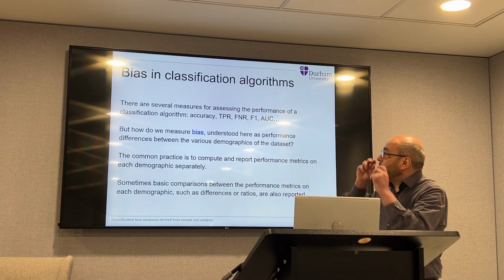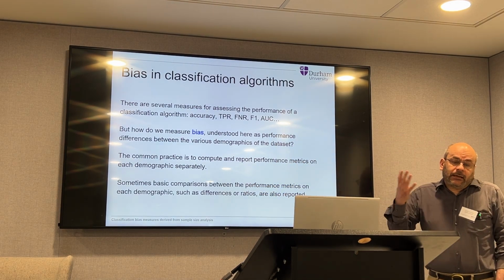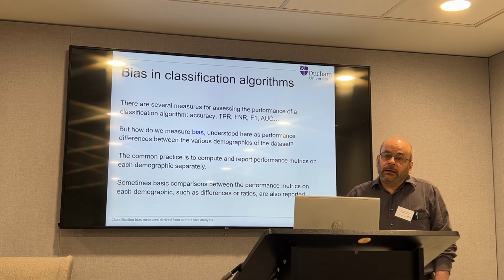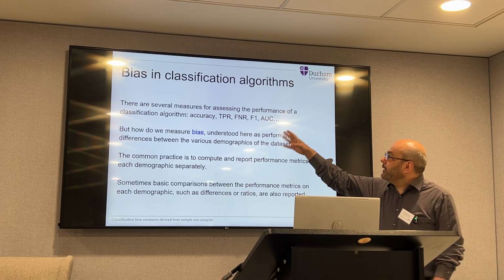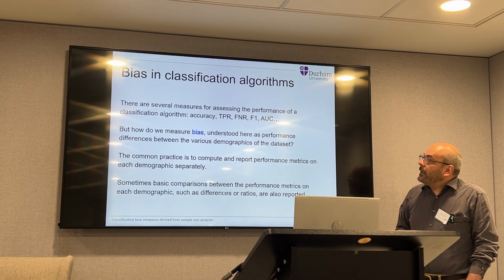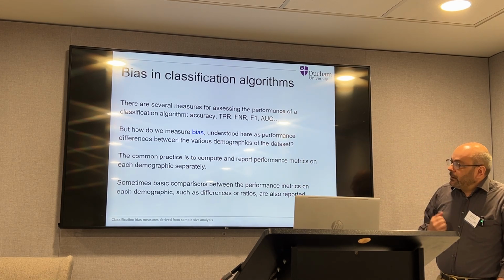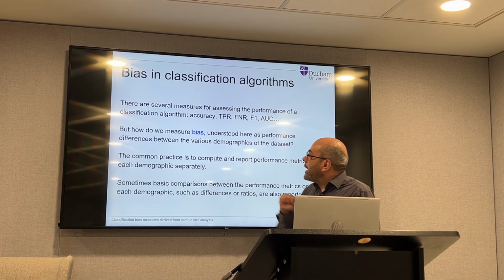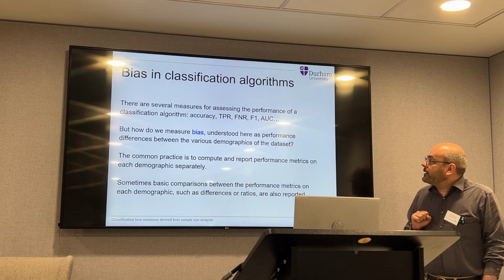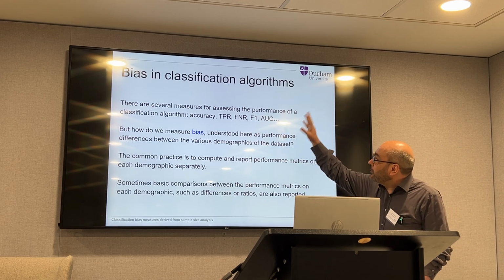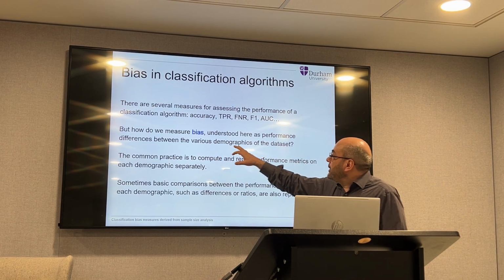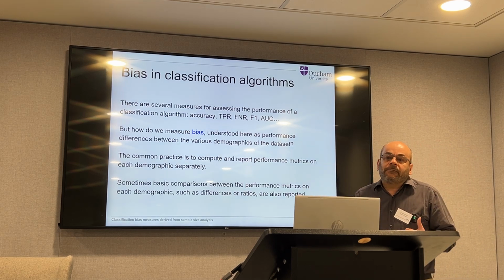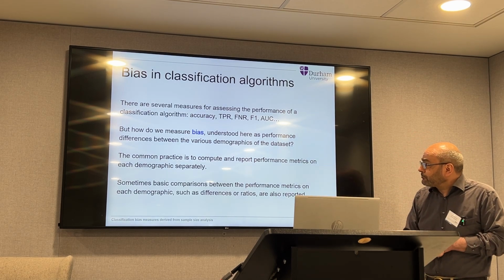So what is the problem? First of all, there are several measures to assess the performance of a classification algorithm. I just mentioned randomly here a few of them. The question we want to address is how we measure bias, which here we understand as the differences in the performance of the algorithm between various demographics of the dataset. So demographics here, think of subsets of the dataset.